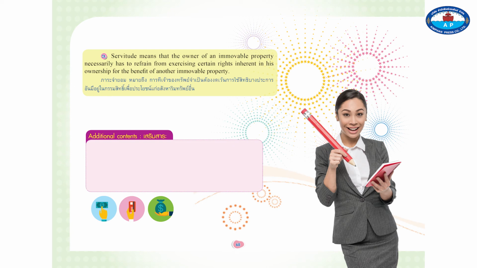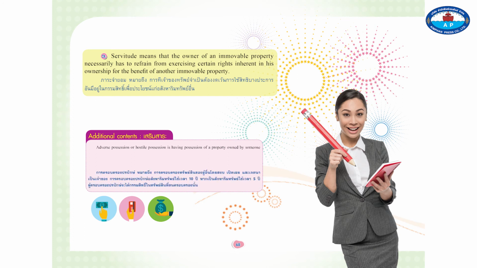Additional contents. Adverse possession, or hostile possession, is having possession of a property owned by someone else, and such possession is peaceful, open, and hostile to the interests of the true owner. The adverse possession will occur for a sufficient period prescribed by law, i.e., 10 years for immovable properties and 5 years for movable properties before the adverse possessor can acquire valid title to that property.